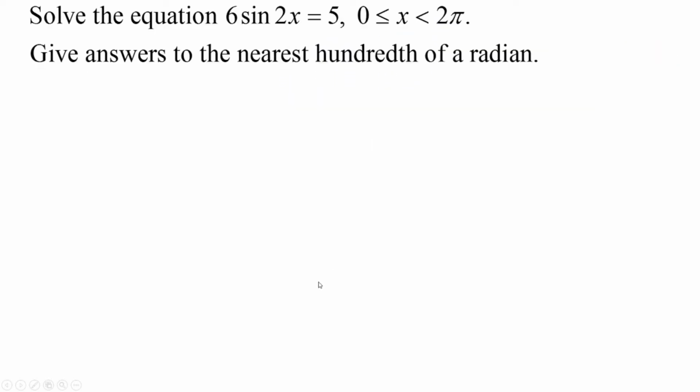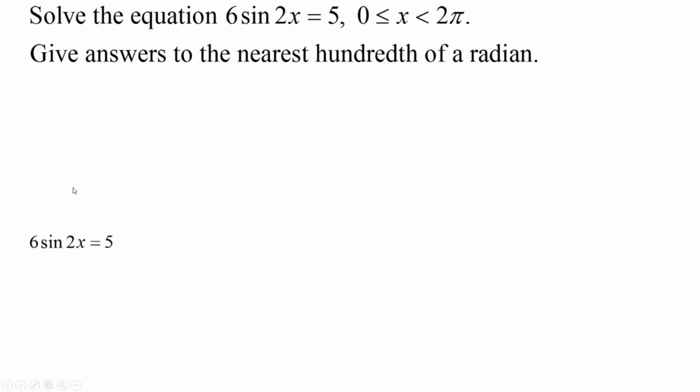Beautiful. Okay, now solve the equation 6 sine of 2x equals 5 for the interval 0 is less than or equal to x and x is less than 2 pi. Give answers to the nearest hundredth of a radian. Okay, final answers, nearest hundredth of a radian. So when we do our last step, which will probably be an inverse sine, we better make sure we're in radian mode on our calculator.